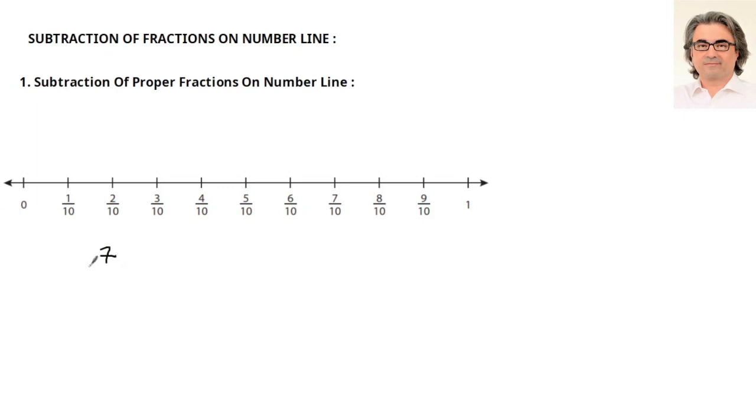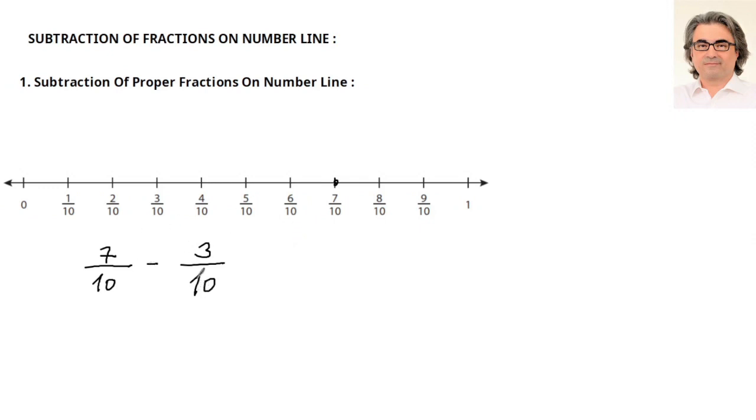7 over 10 minus 3 over 10. Now, our first number from the left side of this operation is 7 over 10. Now, let's come to the point which represents 7 over 10. After that, minus 3 over 10.